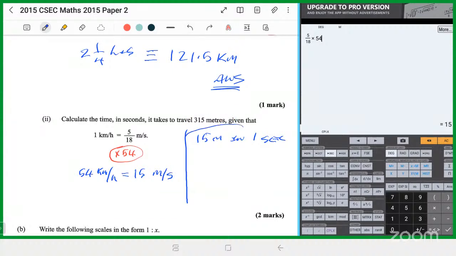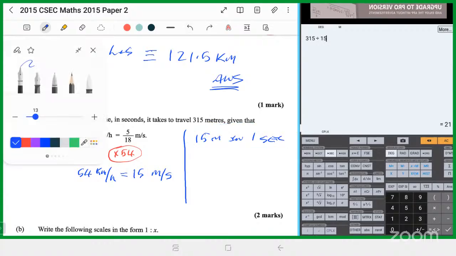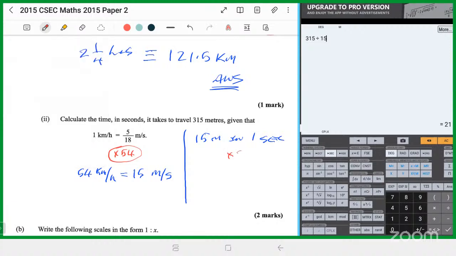So it's multiply this ratio by a number that will bring the meter side up to 315. What number is that? To know what that number is, you divide 315 by 15. If we go 315 divided by 15, that's 21. So we're going to multiply this by 21 so that this becomes 315. So we multiply this ratio by 21 so that the meter side becomes 315.